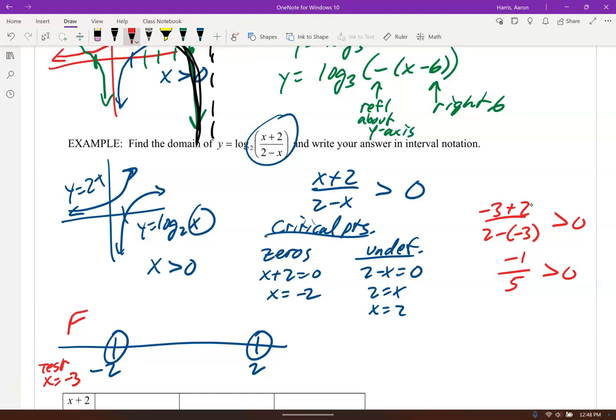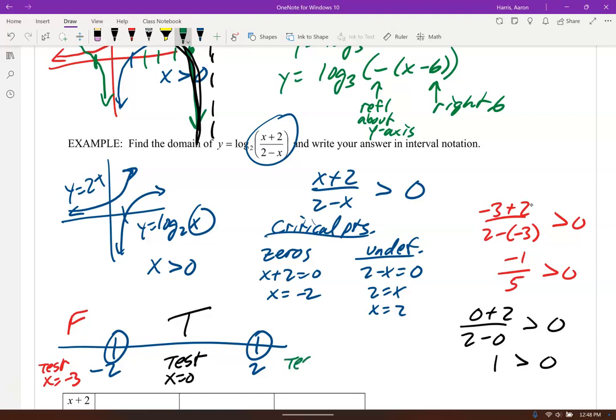Now let's test something between negative 2 and 2. How about 0? 0 plus 2 over 2 minus 0. Is that greater than 0? Well, 2 over 2 is 1. Is 1 greater than 0? Yes, it is. That's true.